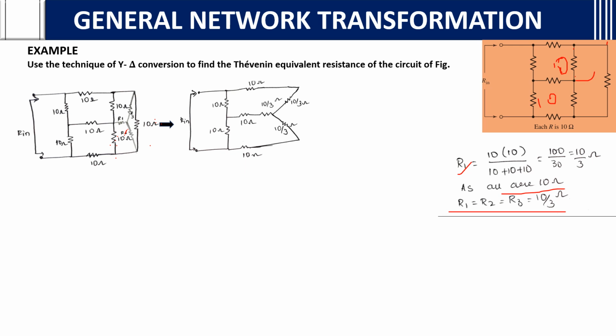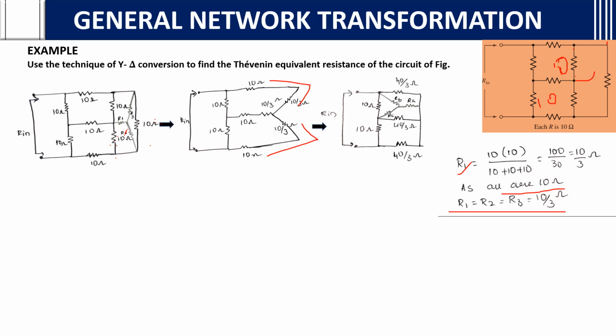This is 10 by 3, this is 10 by 3, and this is 10 by 3. If you see, these two are in series, these two are in series. Add up. If you add up, what you will get? 10 plus 10 by 3 is 40 by 3, and this is 40 by 3. And between these two also are in series, this is also 40 by 3. Again, if you see, this looks like what?